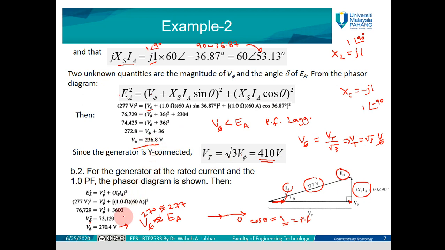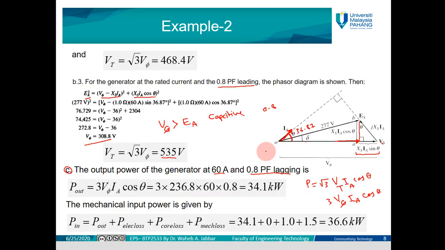It's not for the unity power factor, or for the leading, but for the lagging. If we are going to use the V terminal, we should use the 420. Okay, so here this is 236.8. The full load current is 60 ampere. The power factor is 0.8. So the total power, or the output power here, will be 34.1. This is the output power.